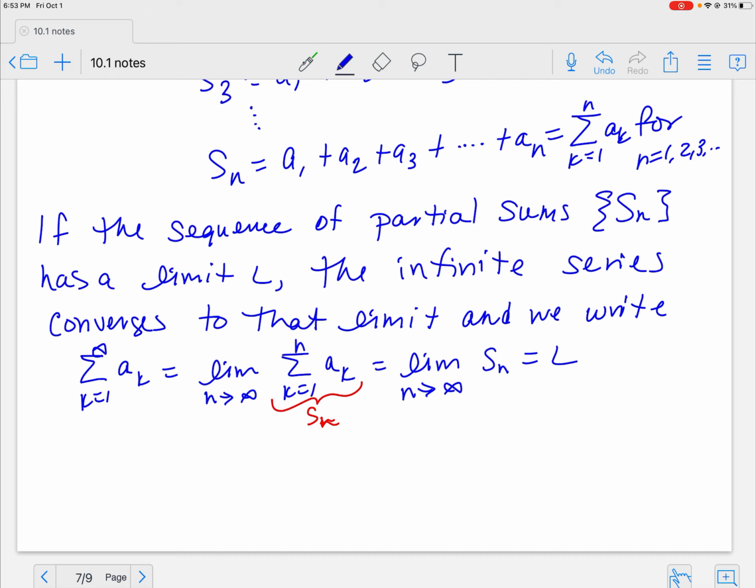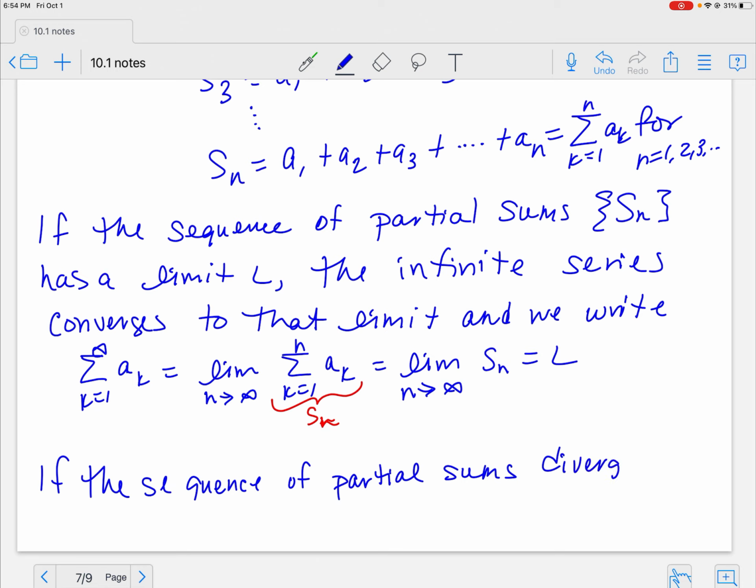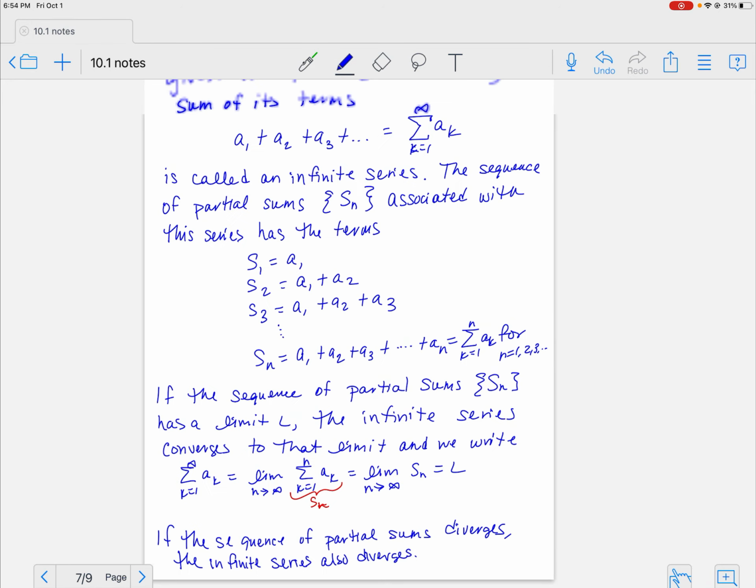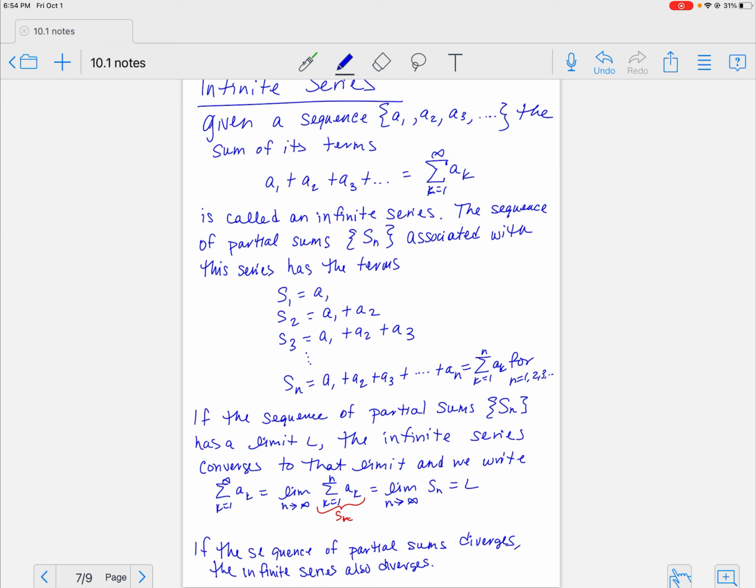Okay, so one more statement, and then we're going to bring this home. We're going to talk it all out. If the sequence of partial sums diverges, the infinite series also diverges. Okay? All right. We got a nice full page of information here. So let's talk it out.